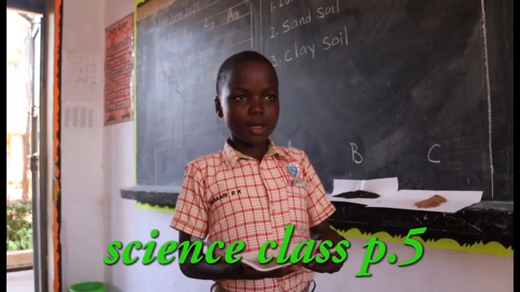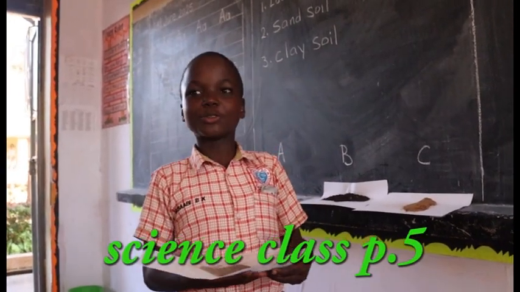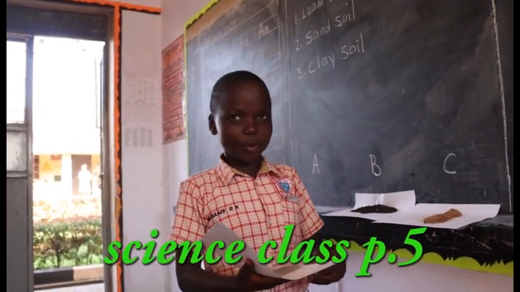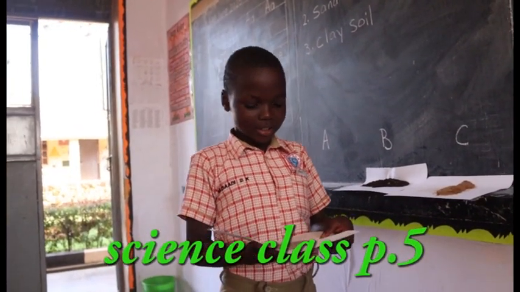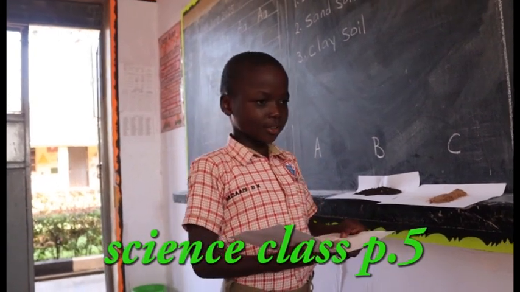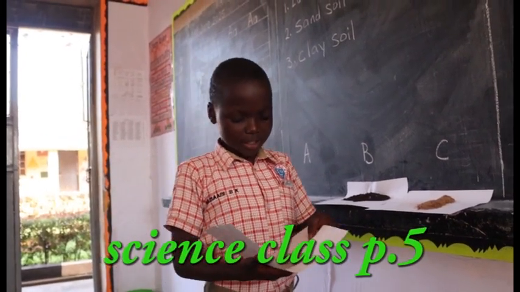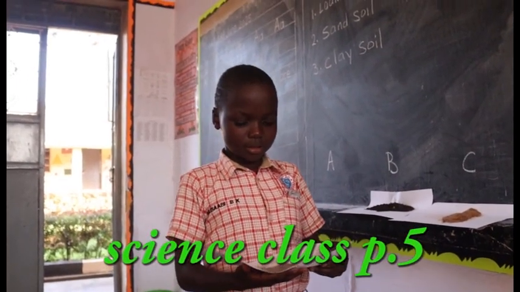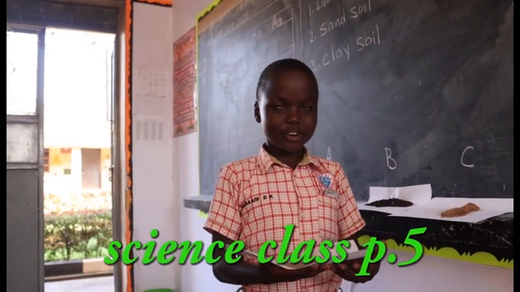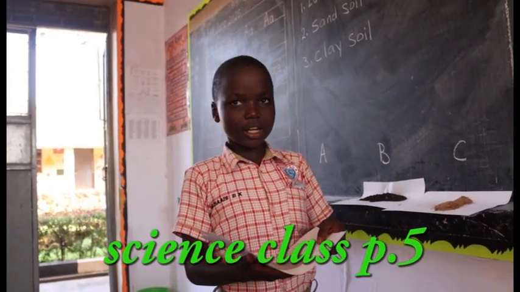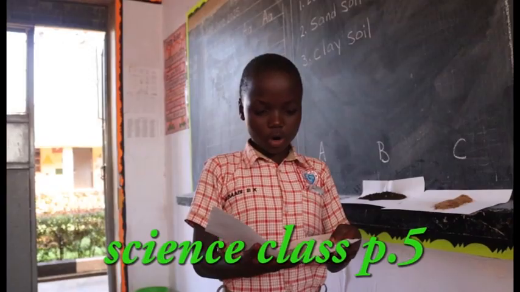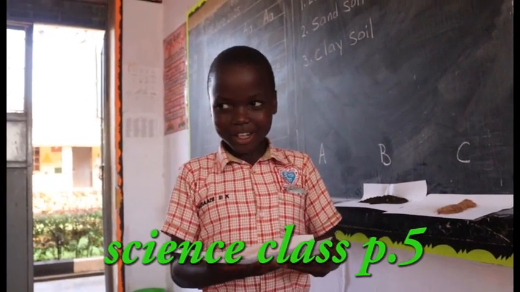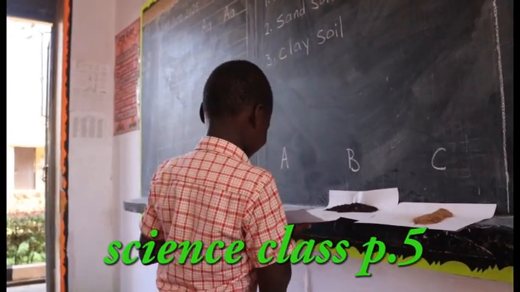According to me, clay soil is used for making many things. For example, clay soil is used for making cups, pots, and many others. According to our teacher, the teacher told us that clay soil has fine particles, and it's not good for crop growing because the water remains on top. That's what I have. Okay.